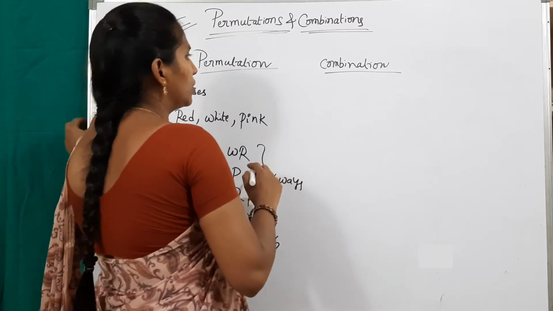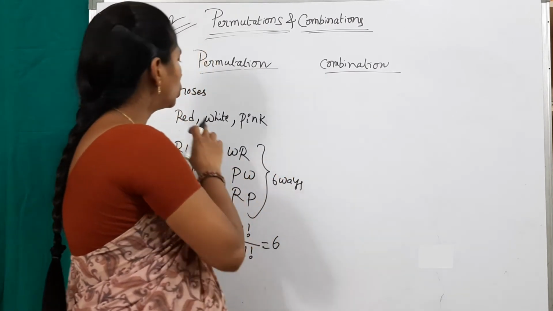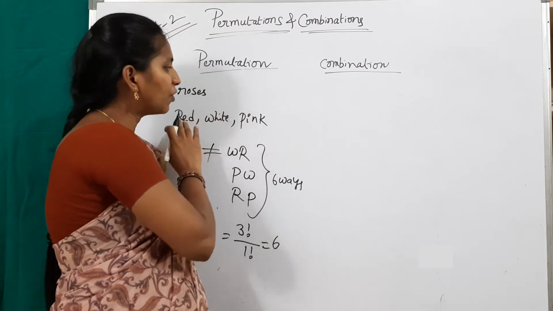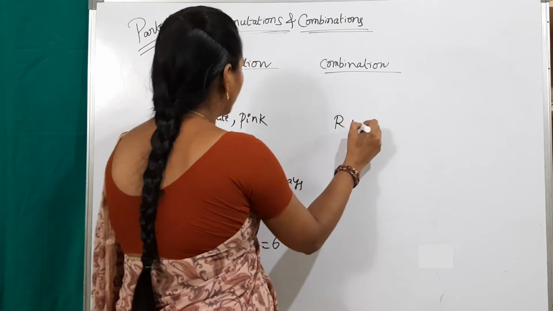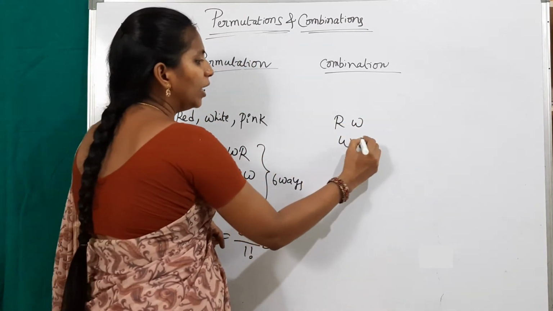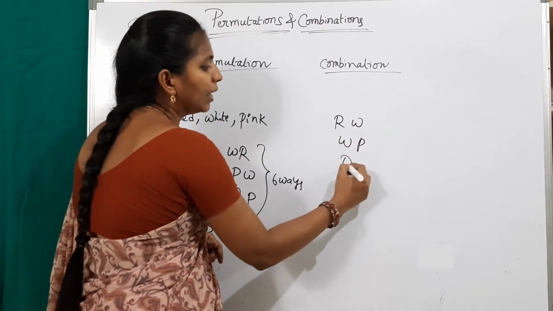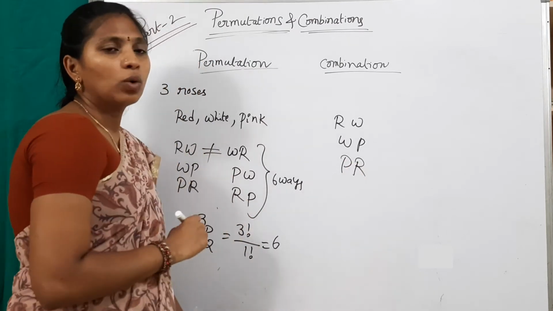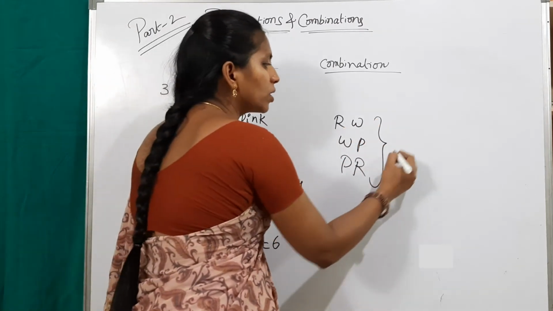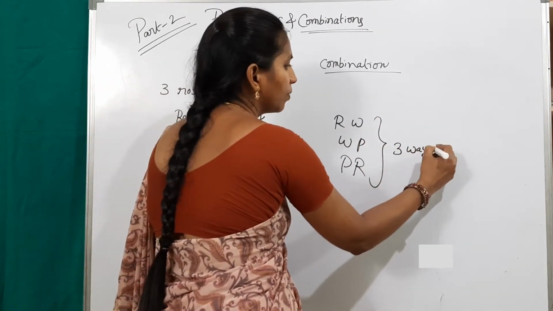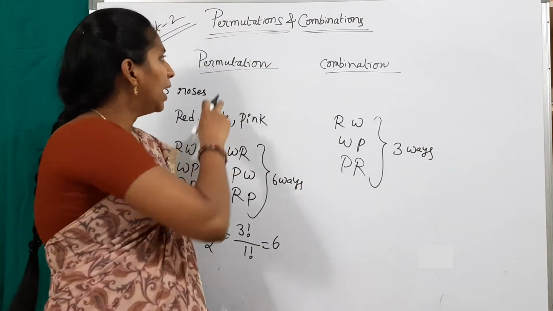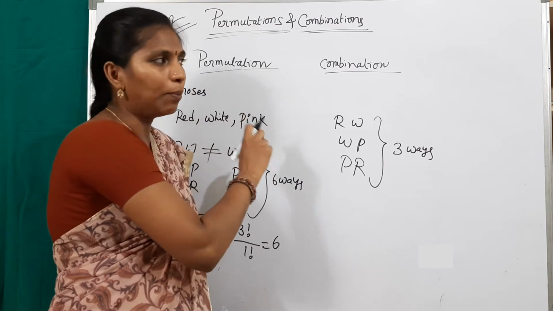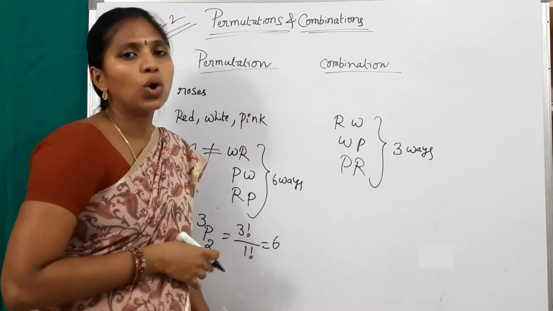Coming to combinations, select 2 roses from these 3 roses. Select red white or white pink or pink red. Only there are three possible ways, three ways. Because in combination order is not important. In permutation order is very important and combination order is not important.